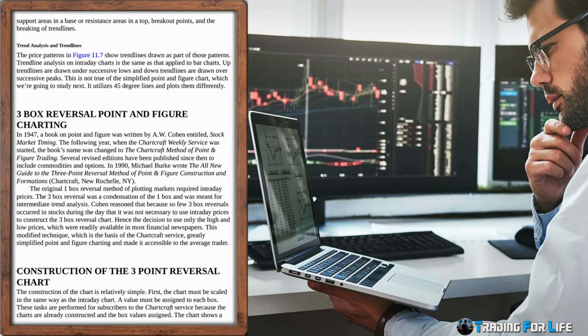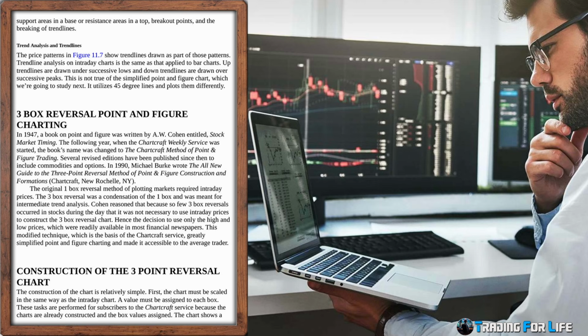3-box reversal point and figure charting. In 1947, a book on point and figure was written by A.W. Cohen entitled Stock Market Timing. The following year, when the Chartcraft weekly service was started, the book's name was changed to The Chartcraft Method of Point and Figure Trading. Several revised editions have been published since then to include commodities and options.